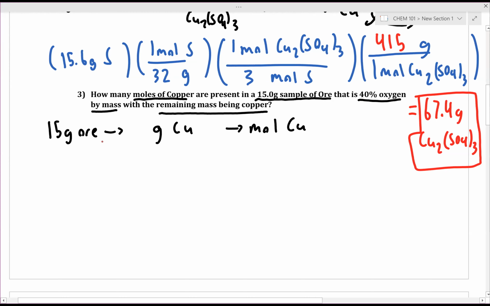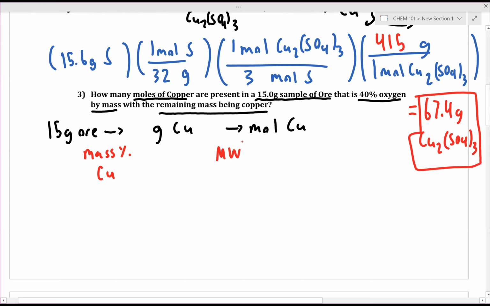To go from the grams of ore to the grams of copper, we'll need what conversion factor? Yep, the mass percent, and let's be really clear here, we need the mass percent of what? Copper, exactly. Finally, to go from grams of copper to moles of copper, we would need what? So formula ratio allows us to go from moles of element to moles of a compound. But if we're going from grams to moles, what's that relationship? Molar mass or molecular weight? Exactly right.